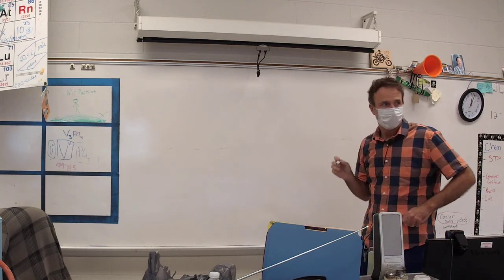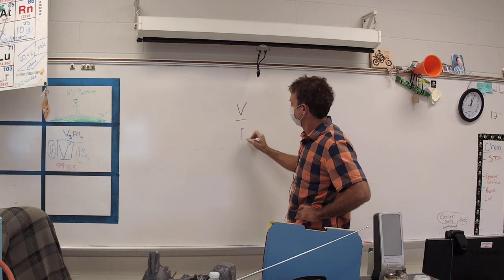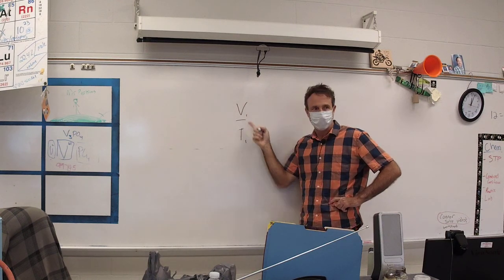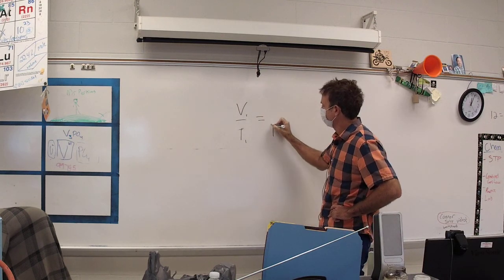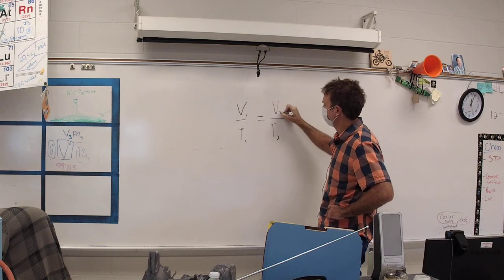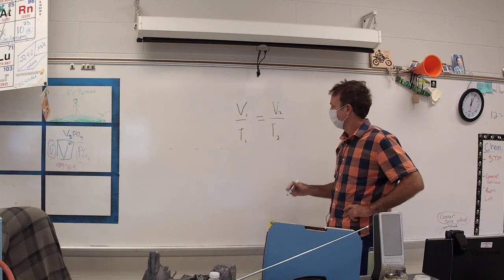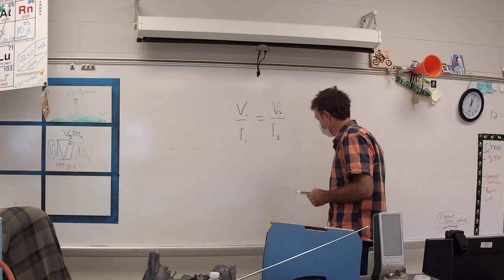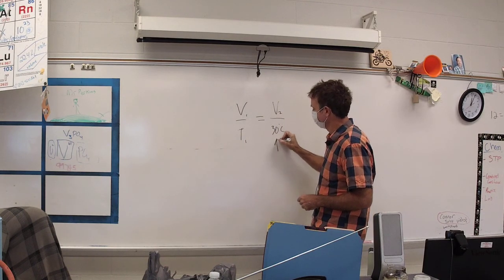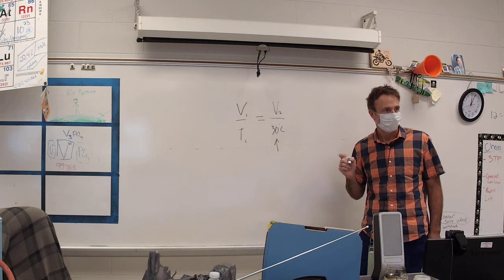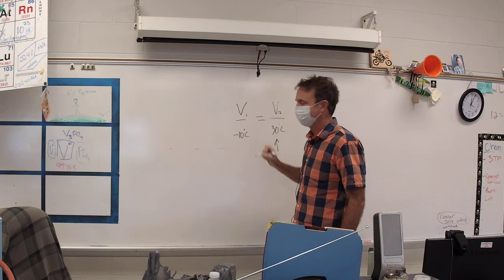Let's see. Charles's law says that if you have a balloon and you know its temperature and its volume, and then you take this balloon and you make it twice as hot, then the volume will get twice as big. Okay? Right? Well, what if you had a balloon? Let's say you had a balloon and it was like, I don't know, at 30 degrees Celsius. And for some reason you stupidly used Celsius in your equation. And then it went down to negative 10 degrees Celsius.